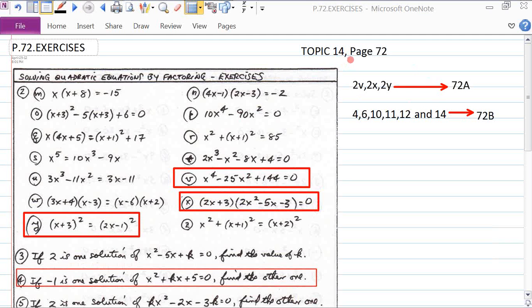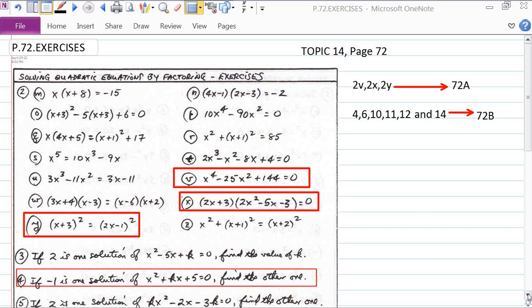So we're on page 72, and the problems we're going to do are from problem number 2. We're going to do parts V, X, and Y, and that's going to be one video by itself.